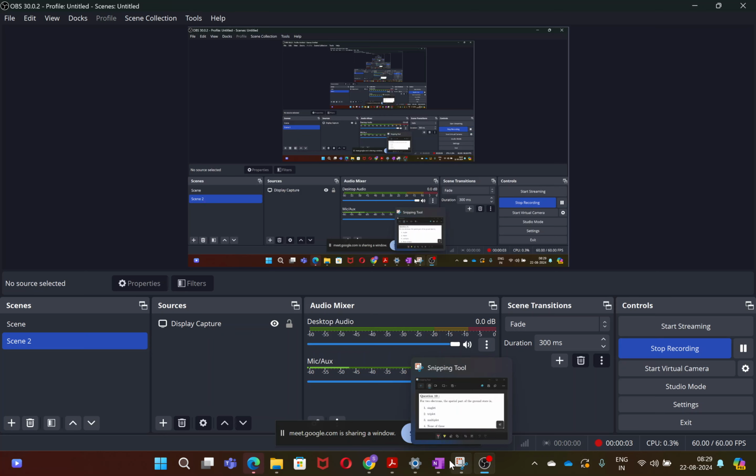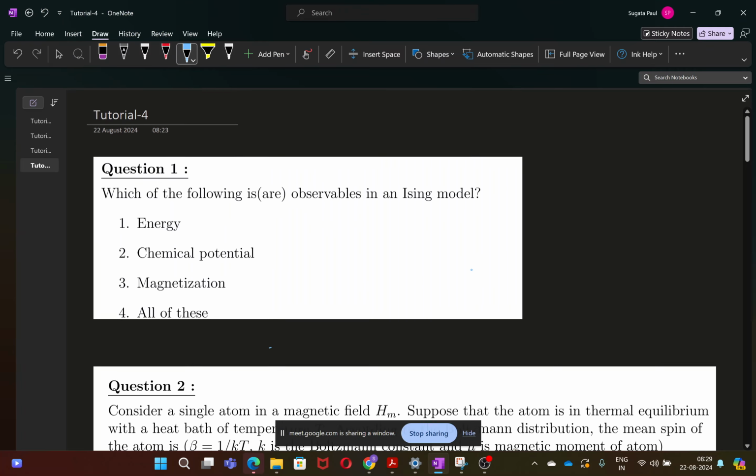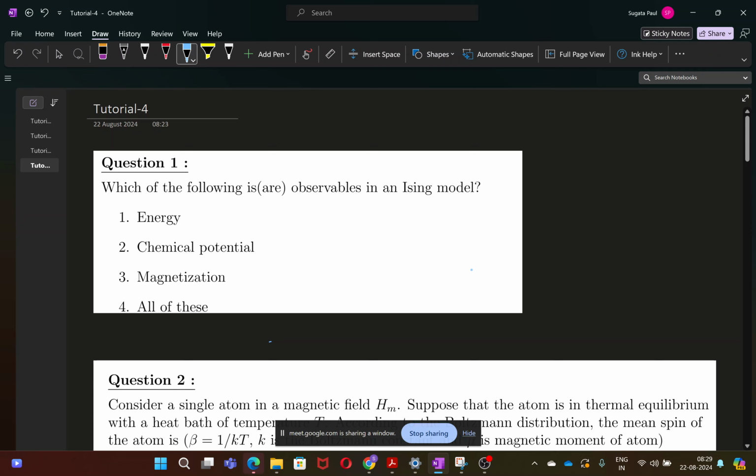Okay, so let us begin our week 4 tutorial for this course that is in magnetism and superconductivity. Again, there will be 10 questions and I will be solving them one by one. This tutorial is mostly focused on the week 4 topics like the Ising model. Mainly Ising model based questions are there, so we'll try to solve them. First, look at question number 1.